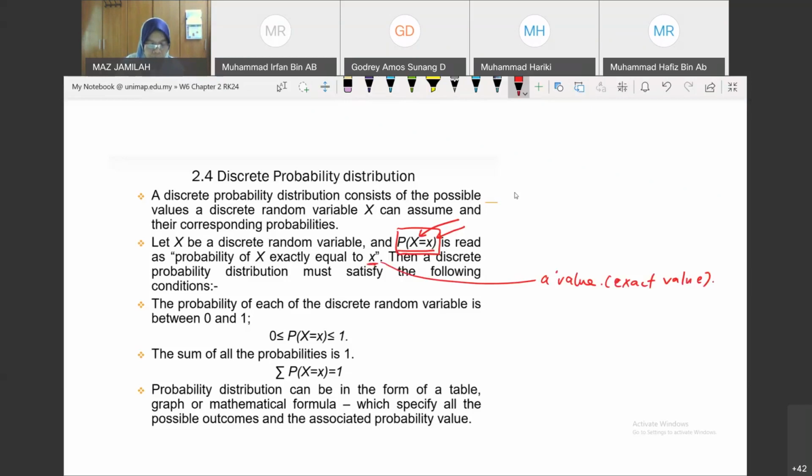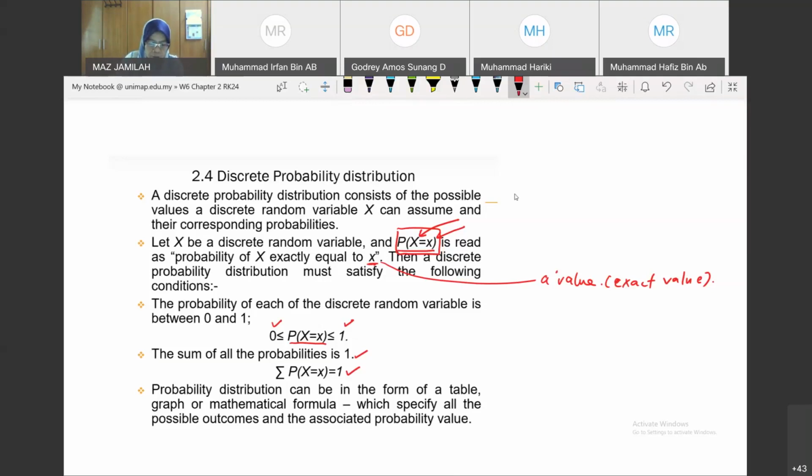Then a discrete probability distribution must satisfy these two conditions. First, as we have discussed before, the probability value can be from 0 up to the maximum of probability. So the probability value is between 0 and 1. Second, the sum of all the probabilities is equal to 1. So if I add all the probabilities of each x that we have in our experiment, the sum of all the probabilities should equal 1. So these are the two criteria for a discrete probability distribution.